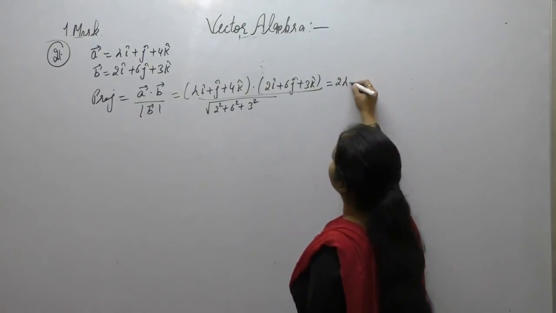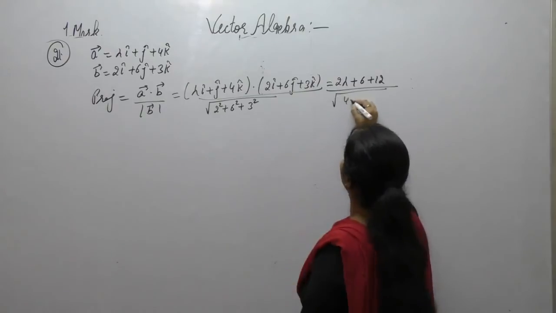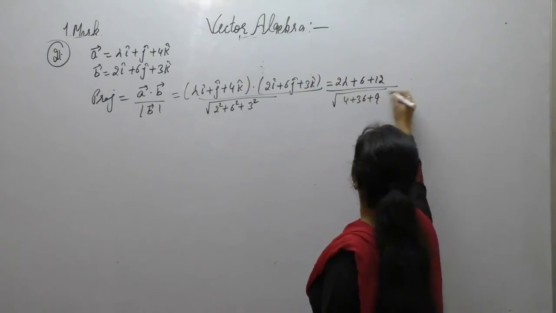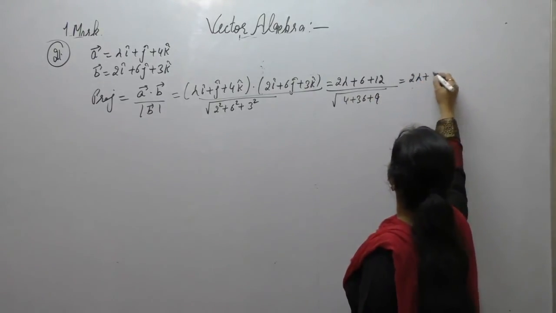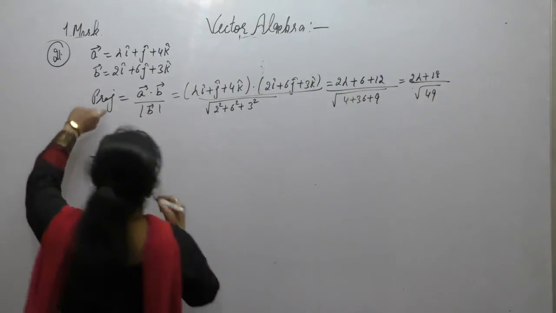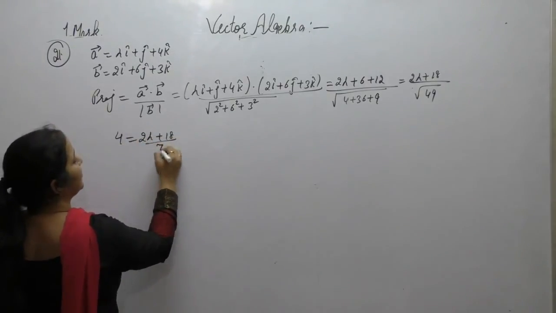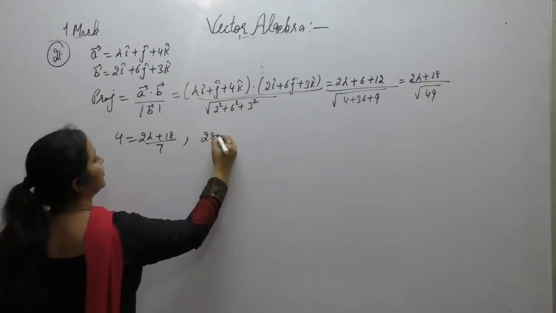2 into lambda, 1 into 6, 4 into 3, upon square root of 4 plus 36 plus 9. 2 lambda plus 18 upon square root of 49. We are given that projection has value 4. So 2 lambda plus 18 upon 7 equals 4. 7 into 4 is 28.